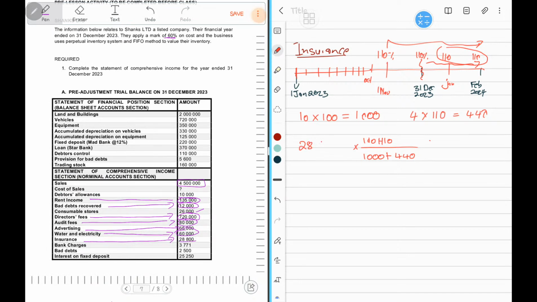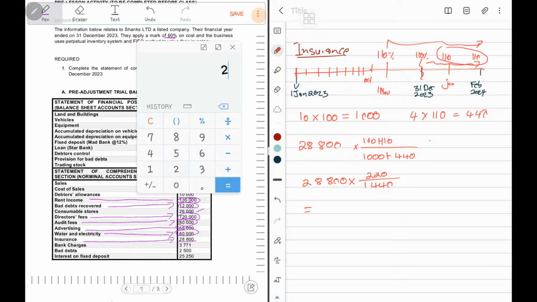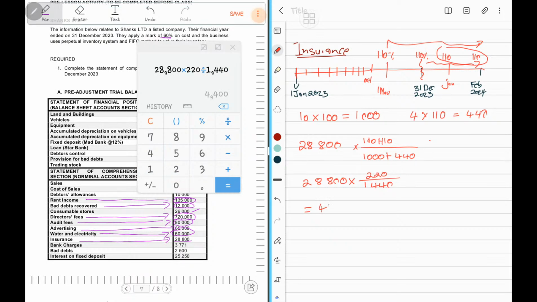So we're going to say 28,800. Then we multiply by how much? By 220. So it will be 28,800 multiplied by 220 over 1,440. That'll give us the what? The monthly insurance premium for the 2 months that are not for the financial year. So we're going to say 28,800 multiplied by 220 divided by 1,440. That gives us 4,400.